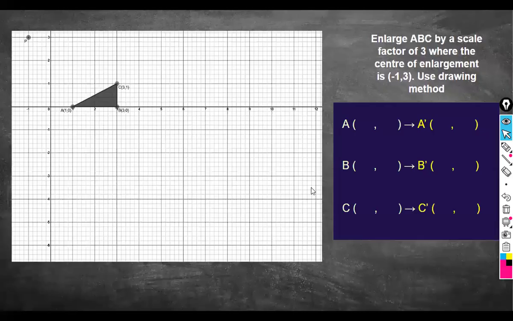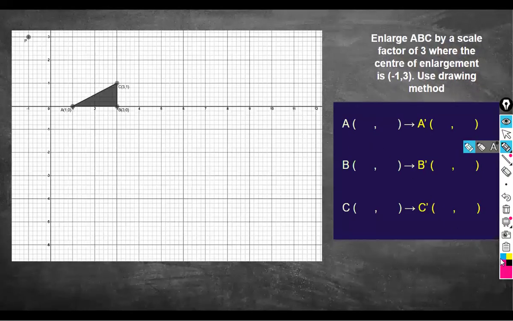Look at this question now. Enlarge A, B, C, where the center of enlargement is (-1, 3). Well, what's the scale factor here? Let me get the points A, B, and C. I know it's kind of hard to see, so let me just write it back. Point A is (1, 0), B is (3, 0), and point C is (3, 1). We want to enlarge it by a factor of 3.